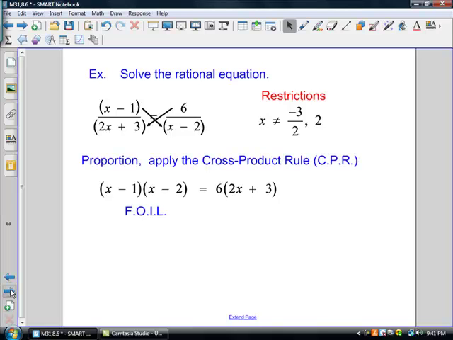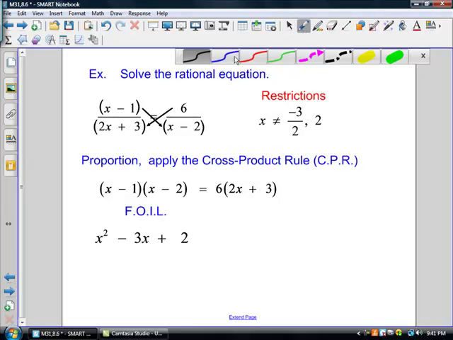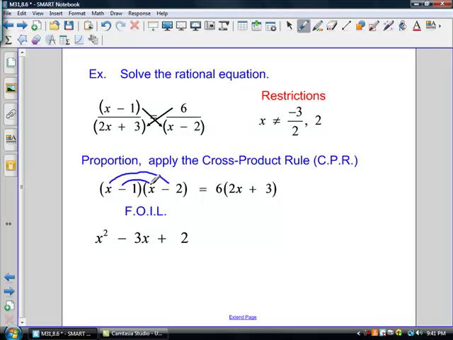Now multiplying the two binomials by the FOIL method, we have x squared minus 3x, and we have minus 3x because the outer product minus 2x and the inner product minus 1x give minus 3x. And a minus 1 times minus 2 gives positive 2. On the right hand side we have 12x plus 18 by the distributive property.